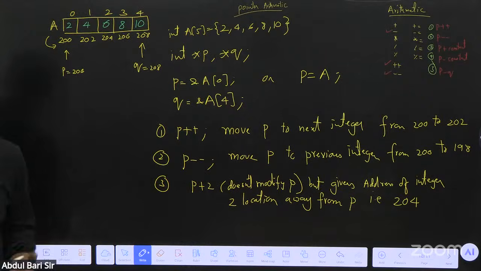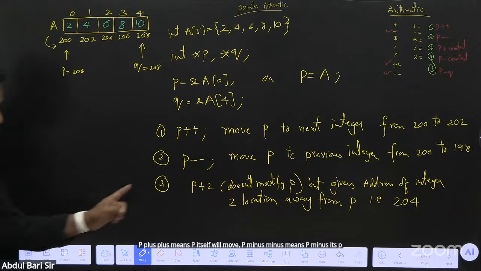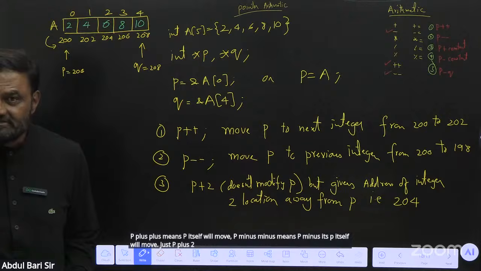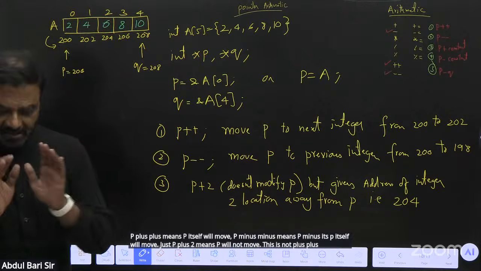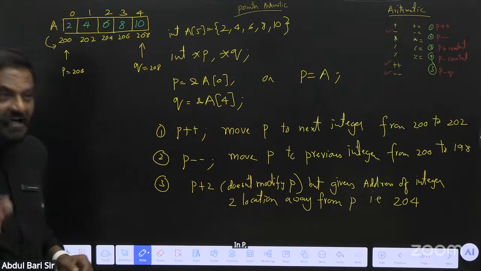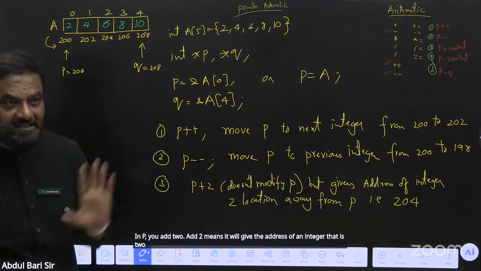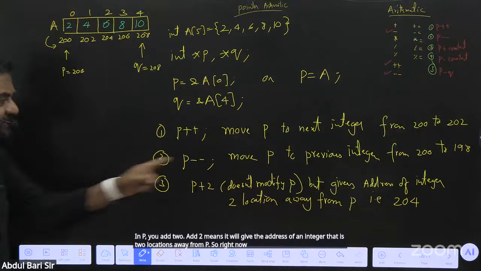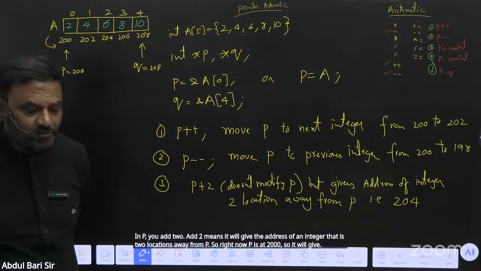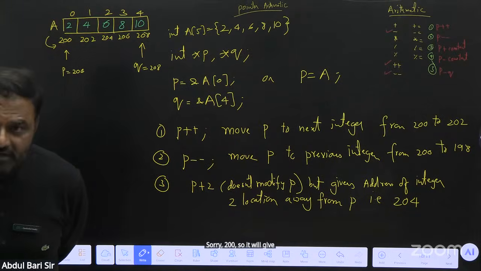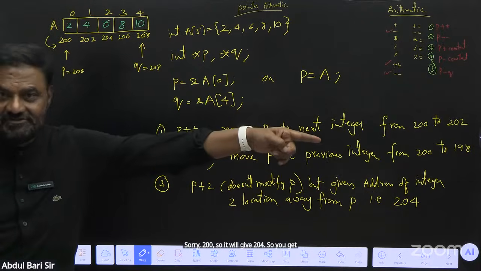P plus plus means P itself will move. P minus minus means P itself will move. Just P plus 2 means P will not move. This is not plus plus or minus minus. In P, you add 2. Add 2 means it will give the address of an integer that is 2 locations away from P. So right now P is at 200, so it will give 204.